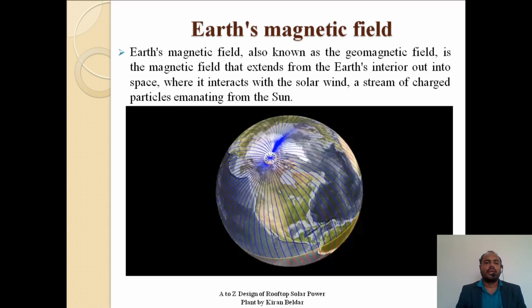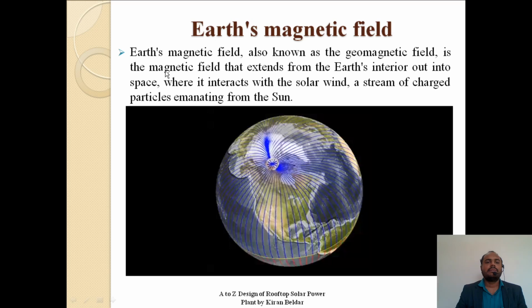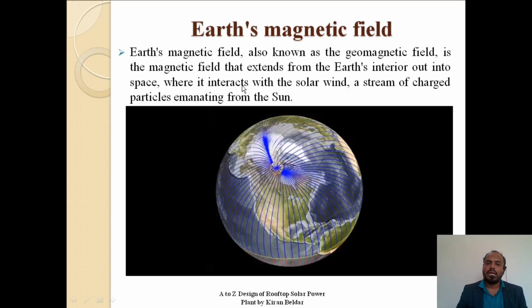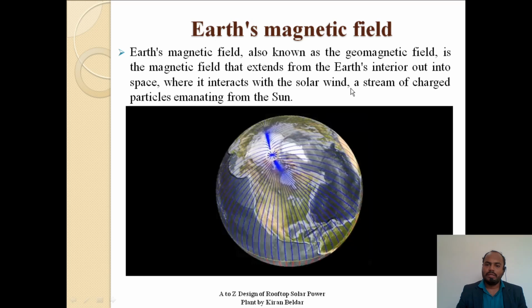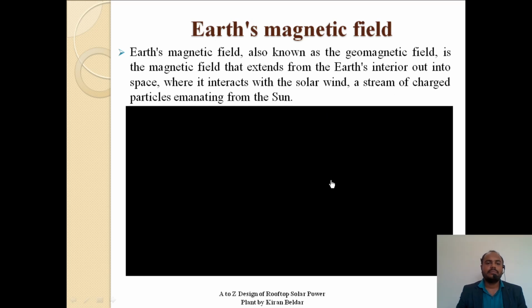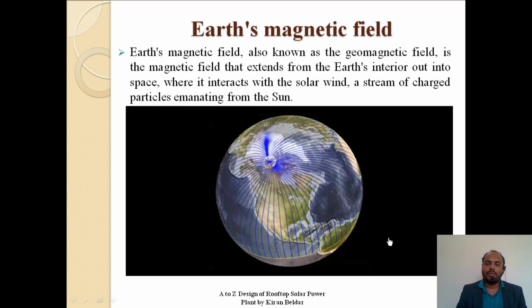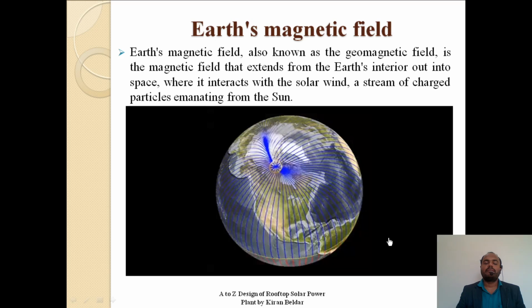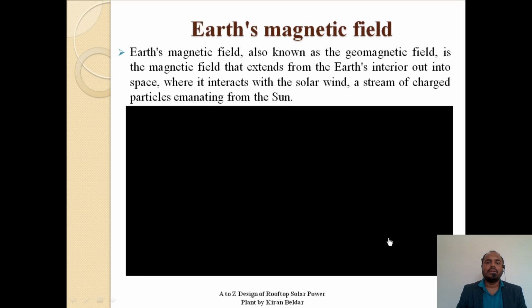Earth's magnetic field, also known as the geomagnetic field, is the magnetic field that extends from Earth's interior out into space, where it interacts with the solar wind, a stream of charged particles emanating from the sun. Basically, a high amount of mineral particles and metals has been compressed in the interior core of Earth. Because of that, the magnetic field is radiated out into space, and therefore north and south poles exist in the magnetic field.